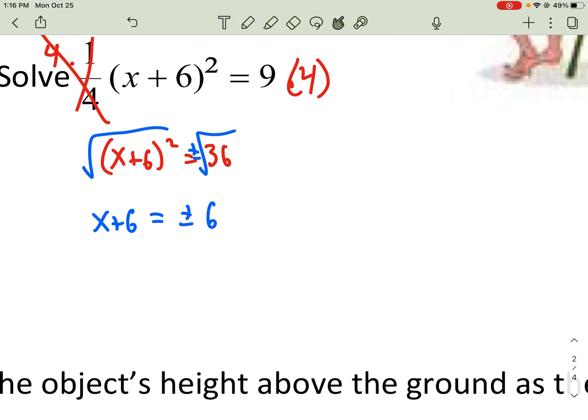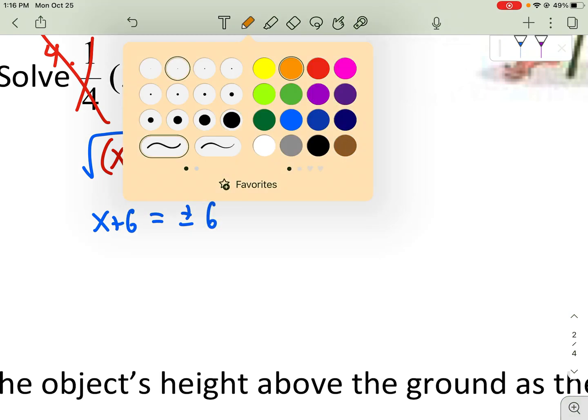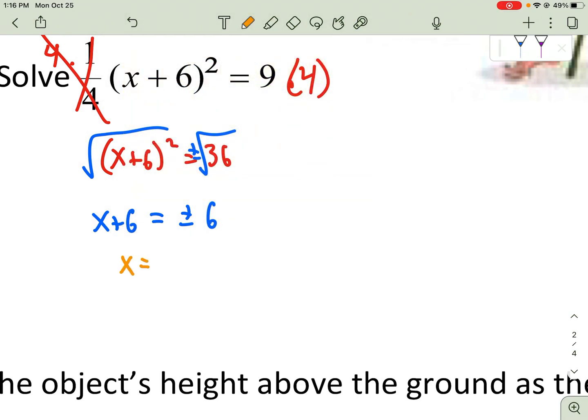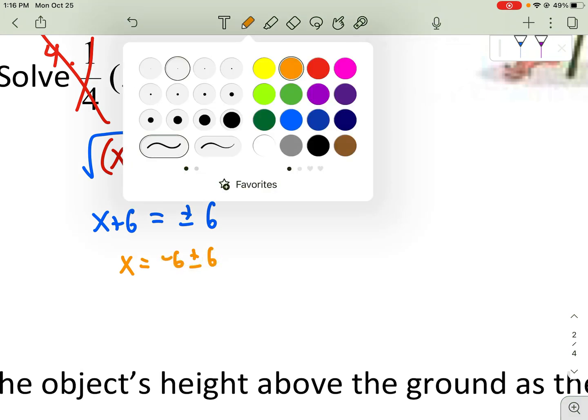Now you got to get rid of this 6. I got this, by the way, because that's the square root of 36. Get rid of this 6 by subtracting. So you get x equals -6 plus or minus 6. Then we can't leave our answer like this because these are actual numbers. So we're just going to do -6 plus 6 and -6 minus 6. So you figure out your two answers by doing that.